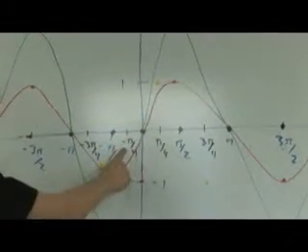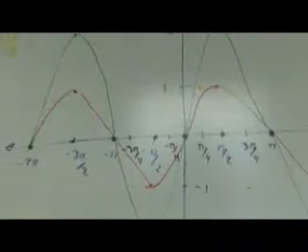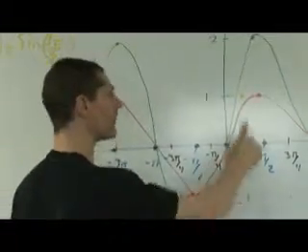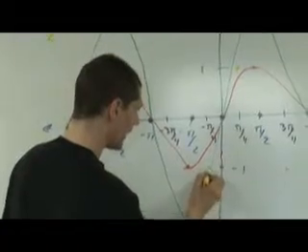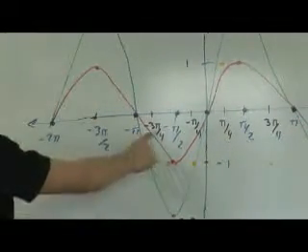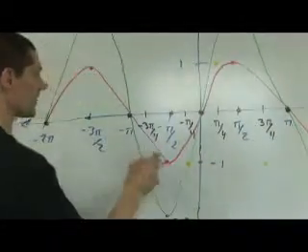Similarly, once we plug in negative pi over 4, we don't have to do this computation because we know that sine is an odd function. At positive pi over 4, it was 1. At negative pi over 4, it's got to be negative 1. And I can see this is starting to get a little messy. At minus 3 pi over 4, it's going to be the negative of 3 pi over 4. This is going up to 1. Okay.